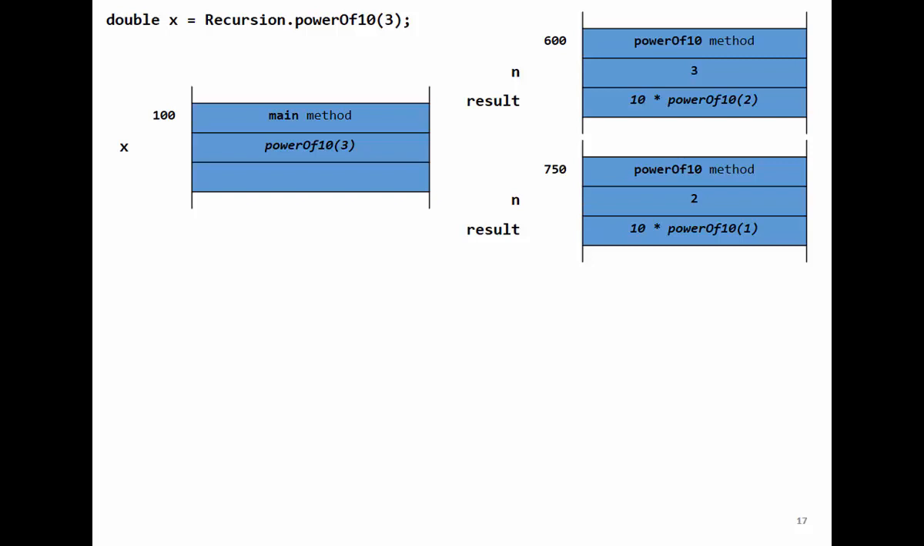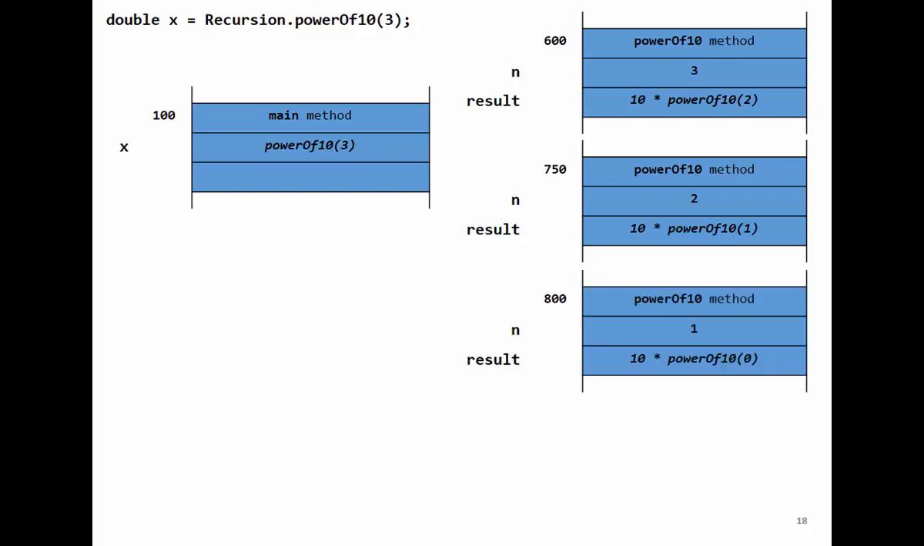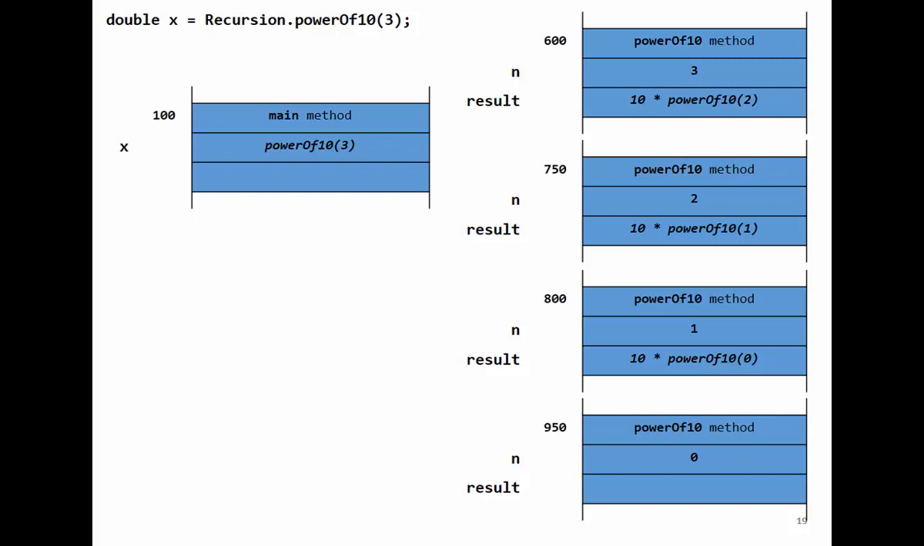Another recursive call will be made. So another stack frame will be stored in the stack. n is equal to 1 in this case, and the result will be 10 times power of 0. Power of 0 is the base case. So another recursive call will be made. n is equal to 0. In this case, we have reached the base case, and the result will be equal to 1.